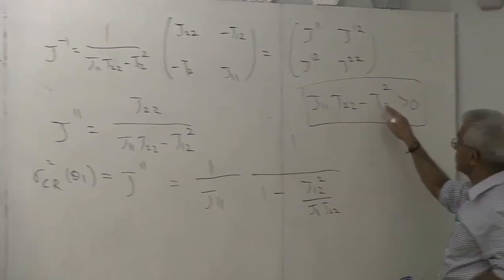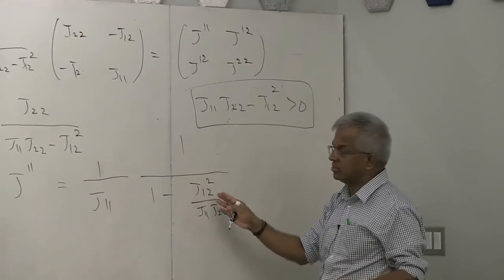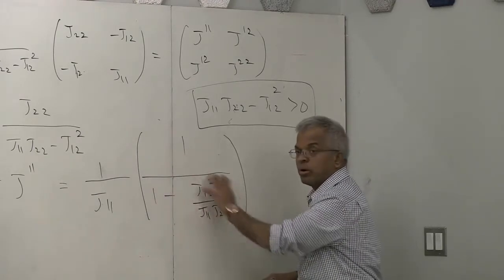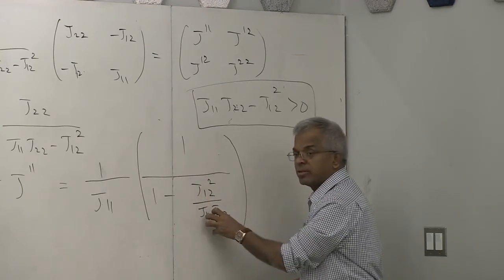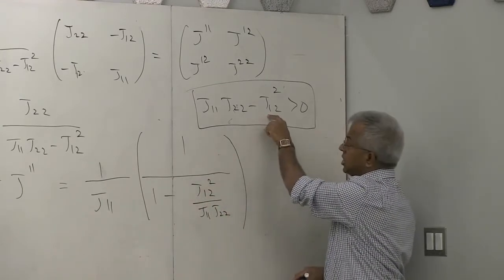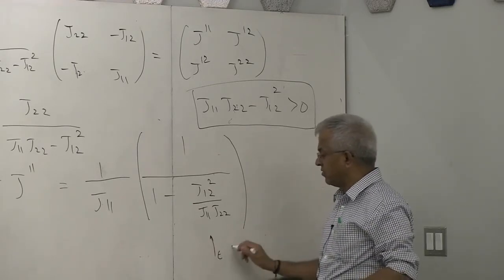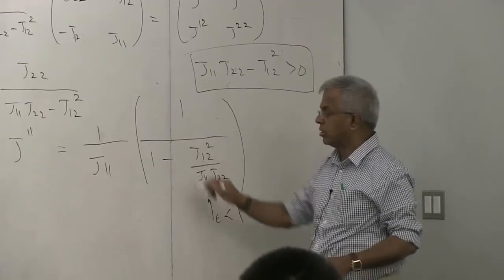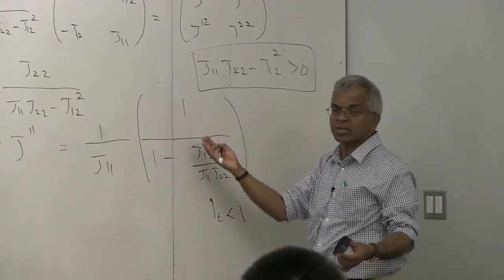Look at here. That means J12 squared over this quantity is less than 1. So this is 1 minus epsilon, positive. So 1 over a small number, this is never negative. Why is that? Look at the argument. Epsilon itself is smaller than 1 in magnitude. Epsilon is positive and smaller than 1. So 1 minus epsilon will be also small. Inverse of that will be larger than 1. So this factor is larger than 1.